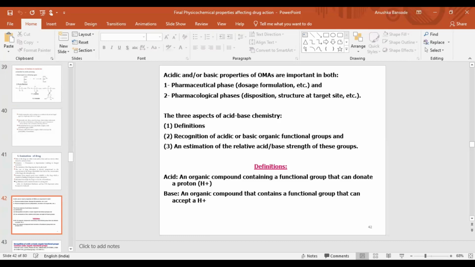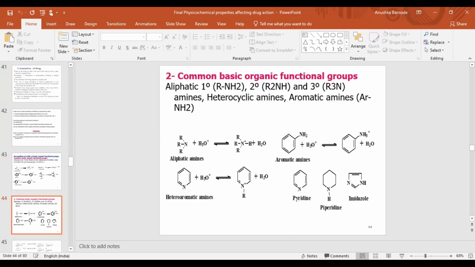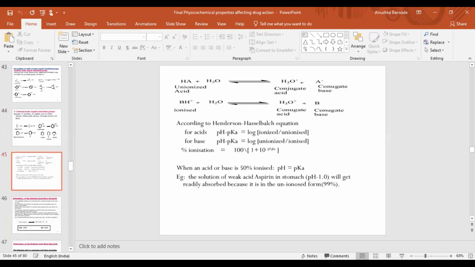So when we look at these properties, we also need to understand the nature of the drug, whether it is an acid or a base. Recognition of acidic or basic functional groups is also a very important parameter. I have mentioned a few examples of carboxylic acid, phenol, sulfonamides, imides, and beta-carbonyl groups, which are common acidic functional groups used in most drug molecules. Common basic functional groups include aliphatic primary, secondary and tertiary amines, and heterocyclic and aromatic amines found in most drug molecules.